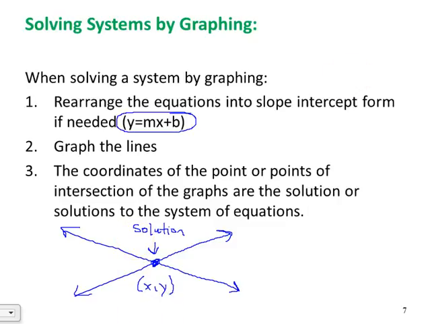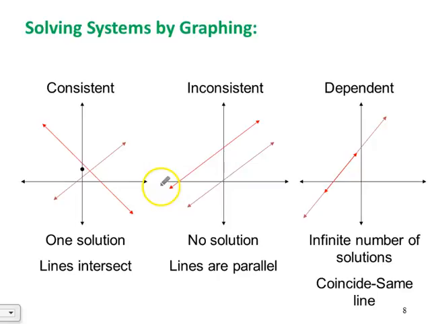I'm going to go on to the next slide. So when we graph 2 lines, we can have one of 3 situations occur. One situation is when we graph our 2 lines, we'll just have one place of intersection. That would be our solution, just like I said on the previous slide.